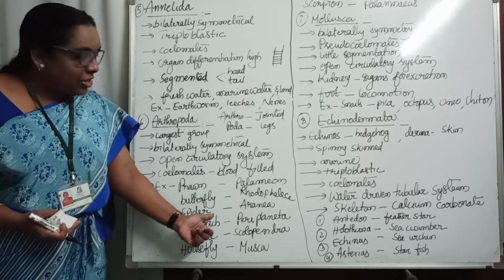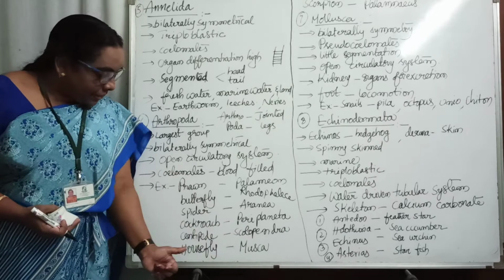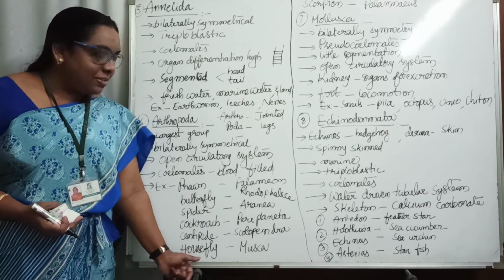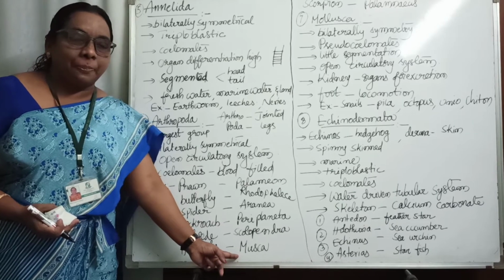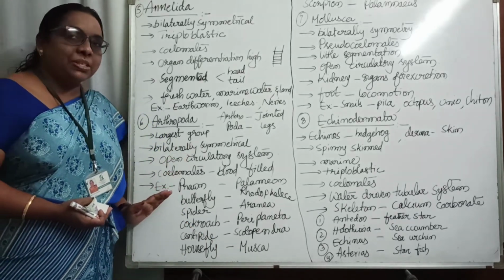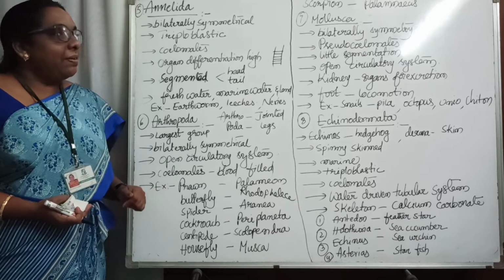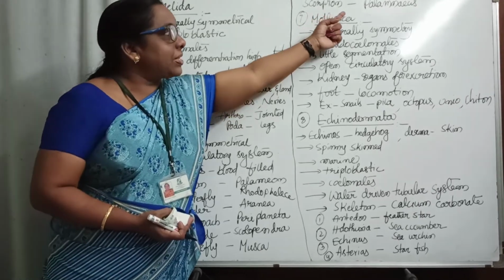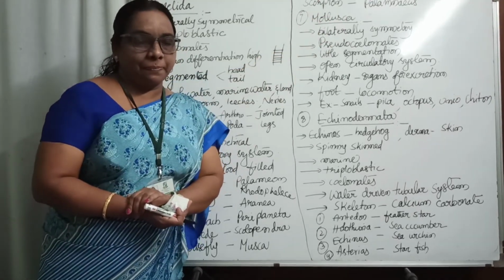is cockroach, called Periplaneta, and centipede Scolopendra, and the last one is the housefly, called Musca. Okay, children? These are all the examples for the Arthropoda phylum. Coming to the seventh, scorpion is also there. The scorpion's scientific name is Palamnaeus.